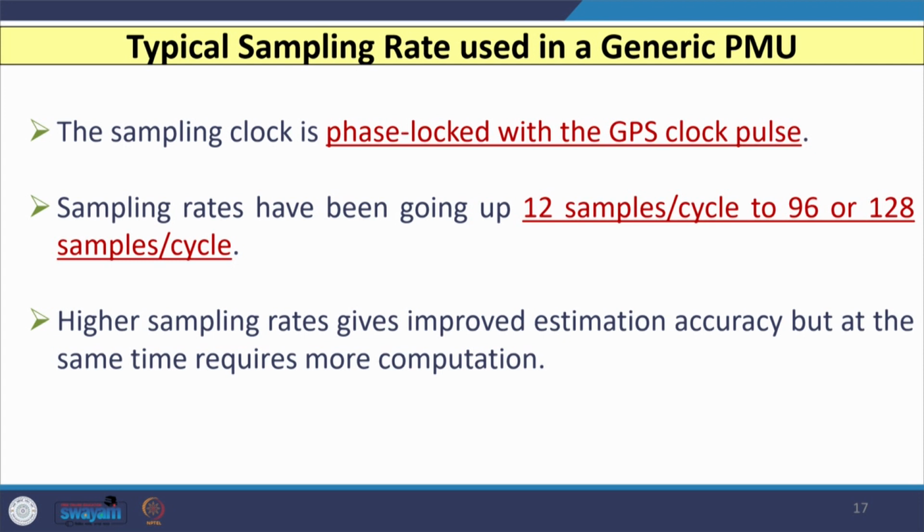Normally the sampling clock is phase locked with the GPS clock pulse, and that is why time stamping is carried out. The normal sampling rate given by most of the manufacturers is 12 samples per cycle, and it may go up to, let us say, 96 or 128 samples per cycle. And we know that the higher the sampling rate, the better the accuracy, but at the same time we have to go for more computation. So, we have to strike a balance between these two things.